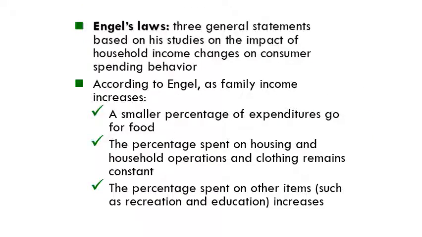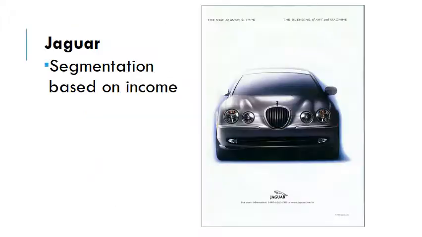Engel's law states three general statements based on his studies of the impact of household income change on consumer spending behavior. As per Engel, as family income increases, a smaller percentage of expenditure goes to food. The major percentage of spending goes to housing and household operations, and clothing remains constant. The percentage spent on other items such as recreation, education, travel, and holidays increases.